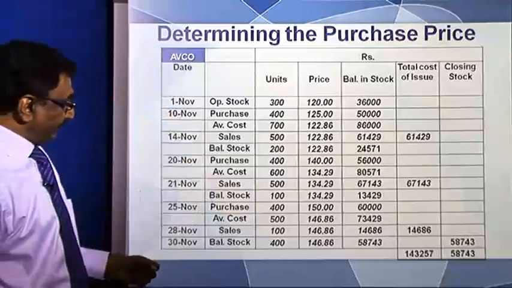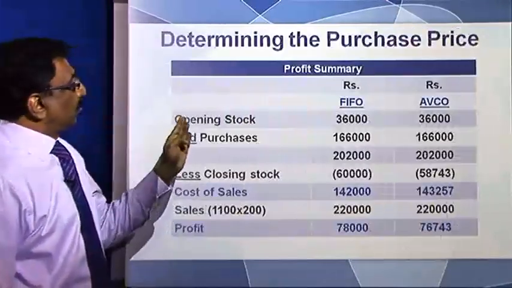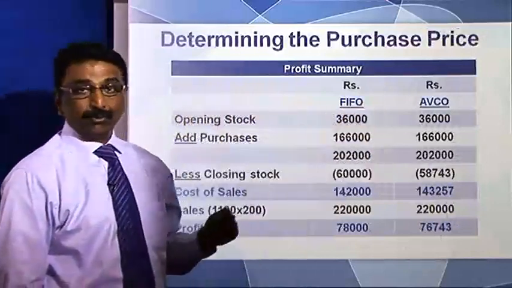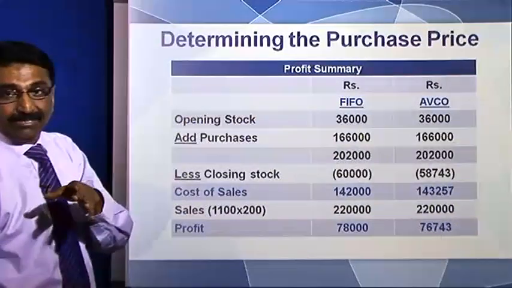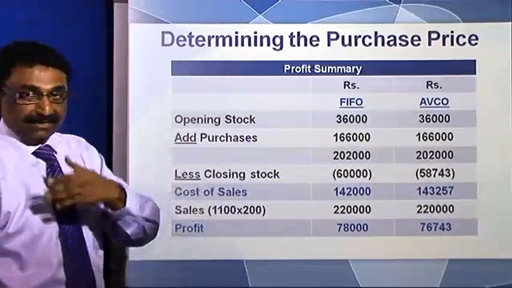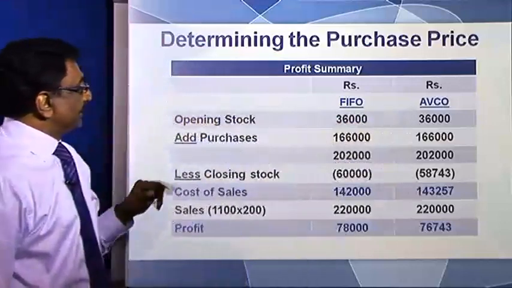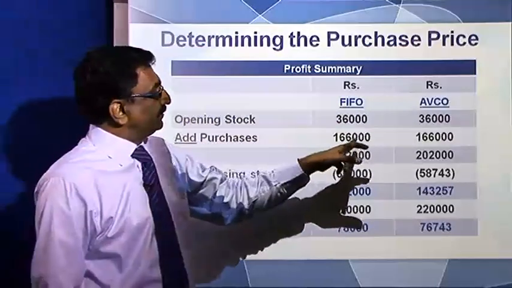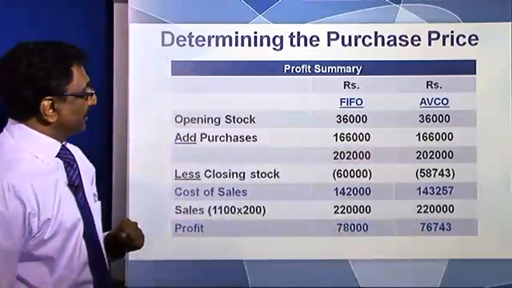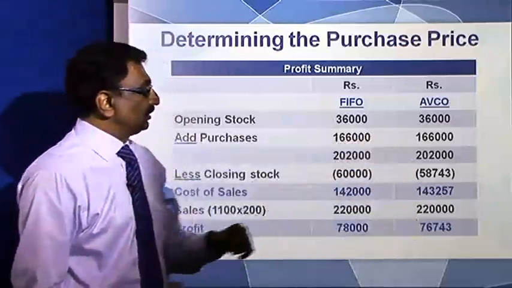Now let's look at the difference in the profits between the two. So the opening stock was the same in both cases, that is what we assumed, which may not be the situation in reality, because we will see that a little later. So opening stock was 36,000 in both cases. Add the purchases that happened during the year, which is 166,000 in each case. So the total stock in hand is 2,02,000.